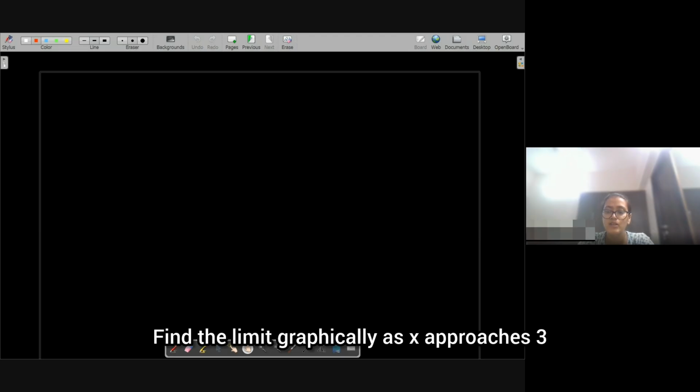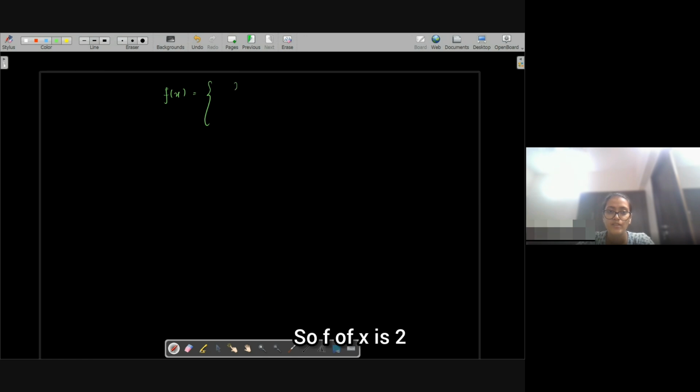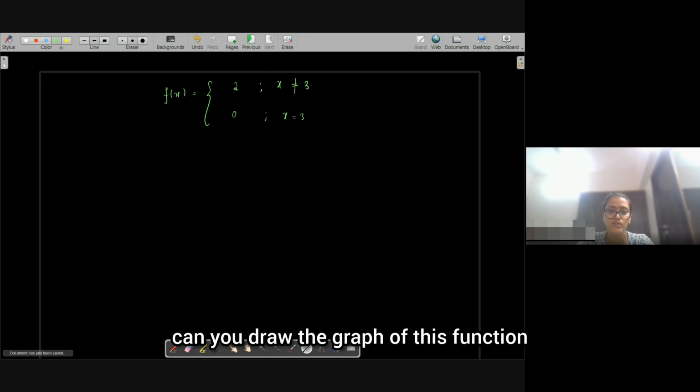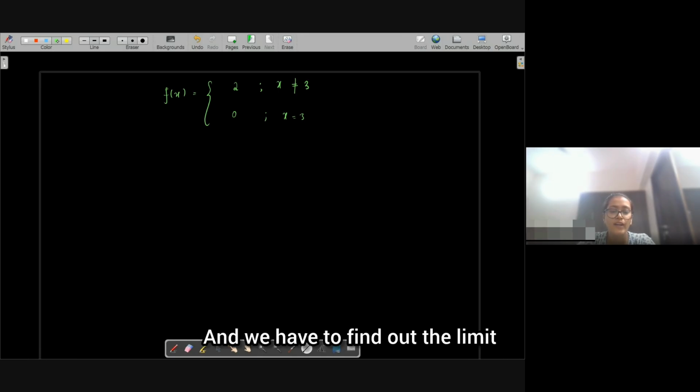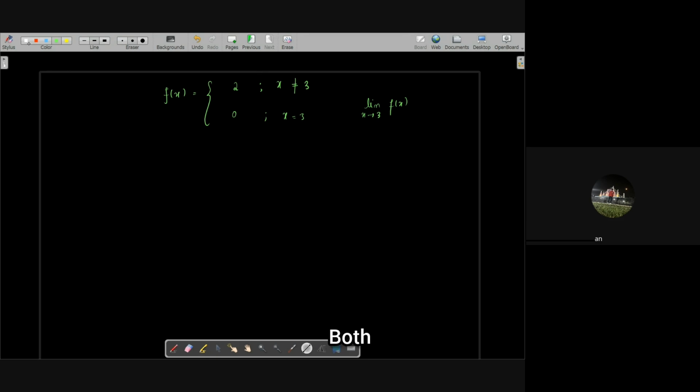Now we'll find the limit graphically as x approaches 3. So we have this function f of x, which is 2 when x is not equal to 3, and it is 0 when x is equal to 3. Can you draw the graph of this function? And we have to find out the limit of this function when x approaches 3. This is a very conceptual question.